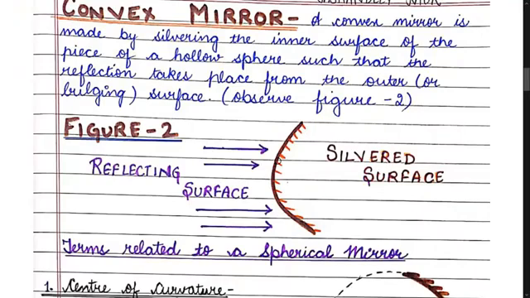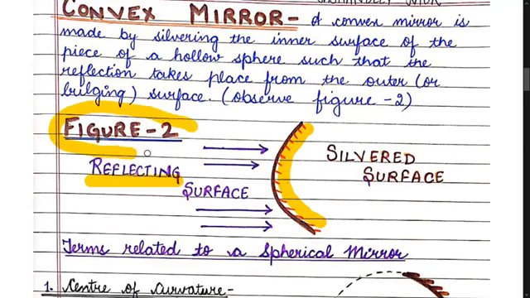Students, coming to the convex mirror, it is opposite to the concave mirror. A convex mirror is a mirror which is made by silvering the inner surface of the piece of a hollow sphere. So the inner surface is silvered and reflection is occurring from the bulged surface or outer surface.